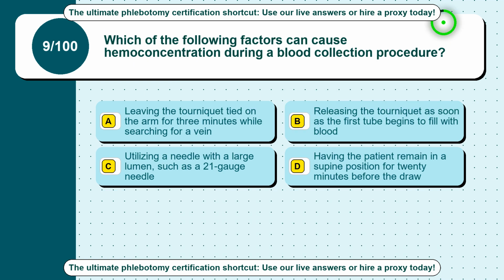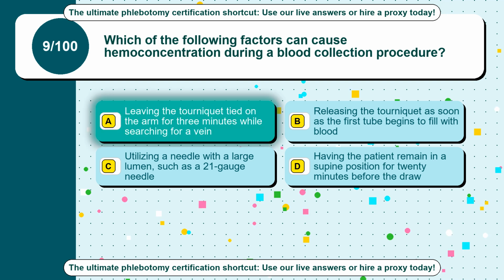Question 9. Which of the following factors can cause hemoconcentration during a blood collection procedure? Option A, leaving the tourniquet tied on the arm for 3 minutes while searching for a vein. Option B, releasing the tourniquet as soon as the first tube begins to fill with blood. Option C, utilizing a needle with a large lumen, such as a 21-gauge needle. Option D, having the patient remain in a supine position for 20 minutes before the draw.